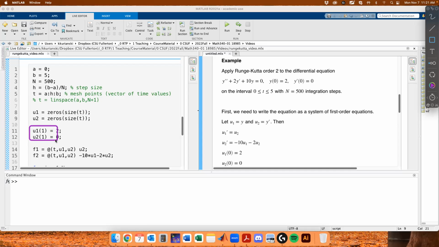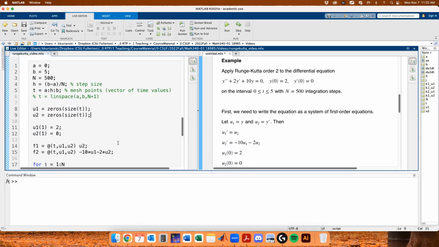Now to start out, I'm setting up my initial conditions. I want the first element of U1 to be the initial value of U1, which is 2, and the first element of U2 to be the initial value of U2, which is 0. This part's a little bit redundant because U2 already contains a bunch of zeros, so I didn't really need to do that, but just for completeness, in case you want to change the initial conditions, I'm setting that up here.